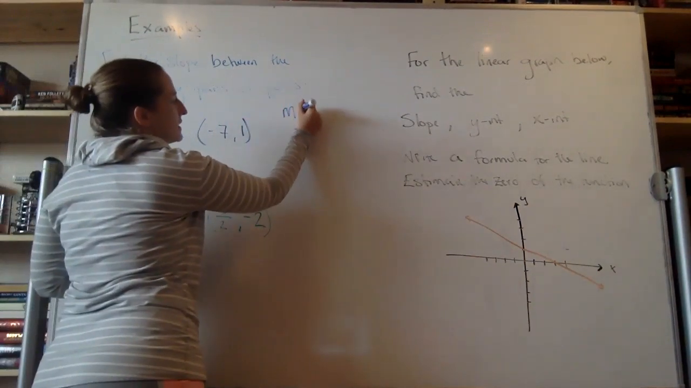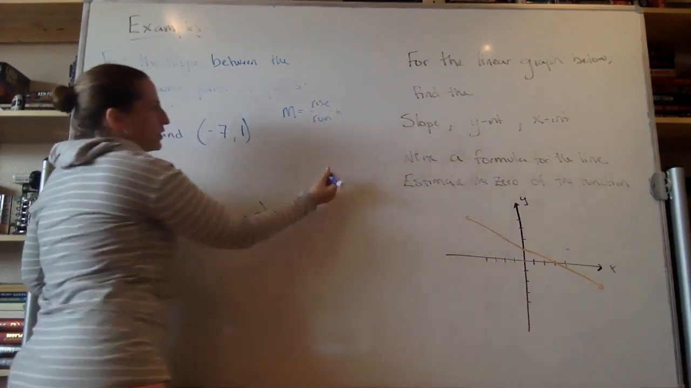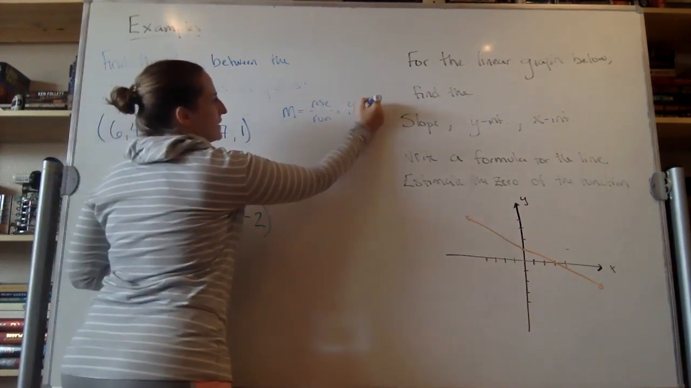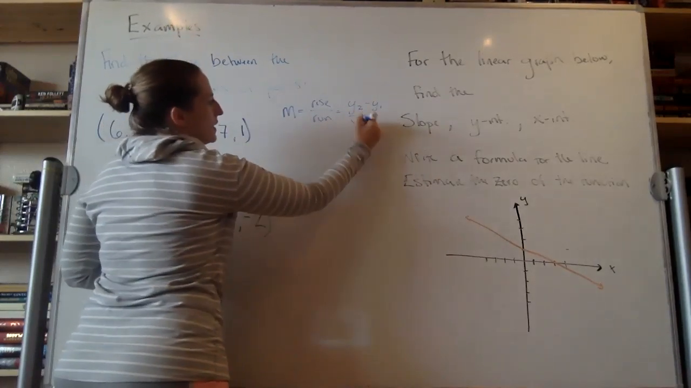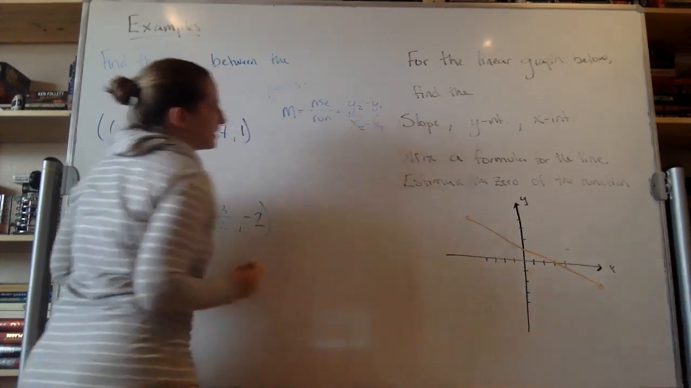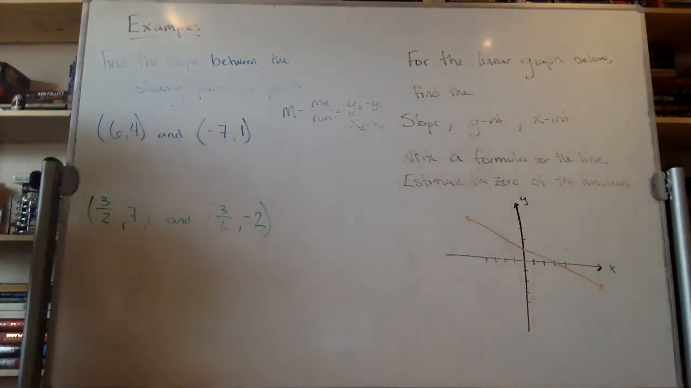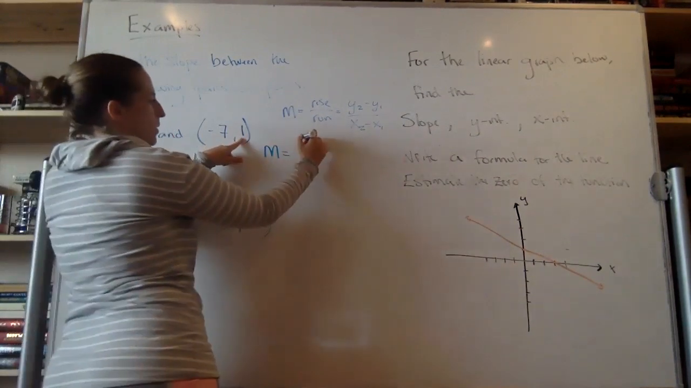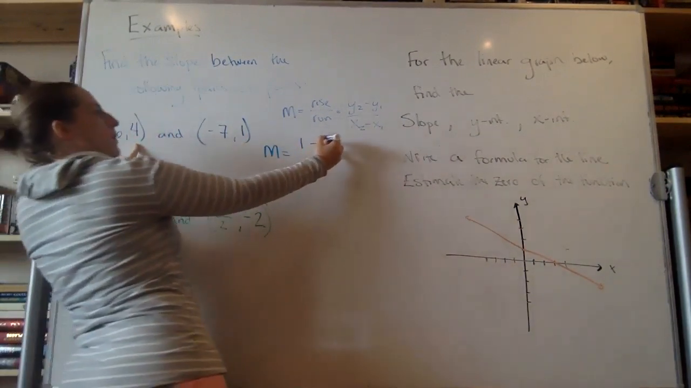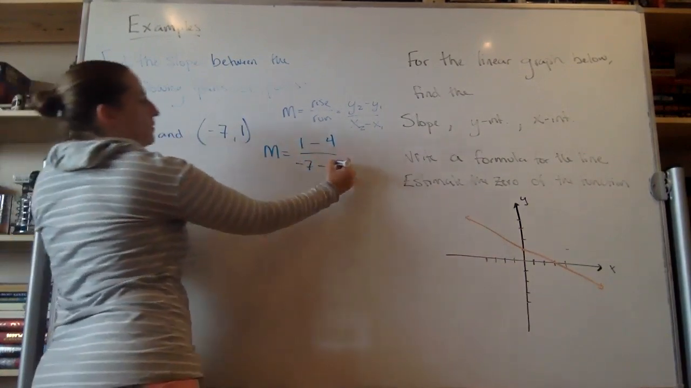Remember, our slope formula does the same thing. It gives us rise over run, but it does so by looking at the rise as the difference in y's, y2 minus y1, and the run as the difference in x's, x2 minus x1. Let's go ahead and use that to try and calculate our slope here. So our slope is going to be y2 minus y1 over x2 minus x1.